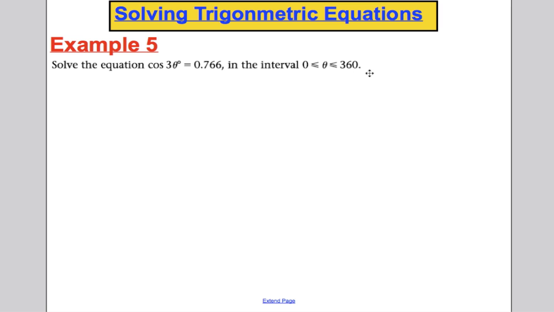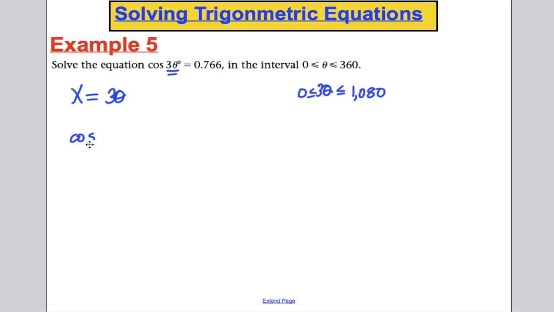Example 5. Solve the equation cos 3 theta is 0.766. Well, cos 3 theta complicates matters, so I'm going to do a substitution, and I'm going to let capital X be 3 theta. If theta was between 0 and 360, then 3 theta, which is x, must be between 0 and 3 times 360, which is 1080. So I'm going to have to extend my range when I make this substitution.